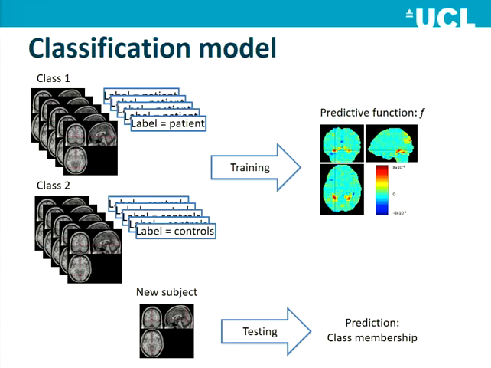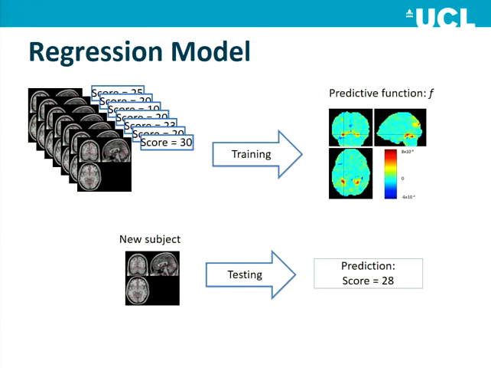The same type of approach can be used for regression models. And so it's the same framework. The only difference here is that we are interested in learning the relationship between the brain and a continuous measure. It can be a clinical score, it can be age. And then once we train the model, we can use these models to make predictions. So given a new brain scan, we can predict the score, and could be predicting the age from the brain scans, for example.